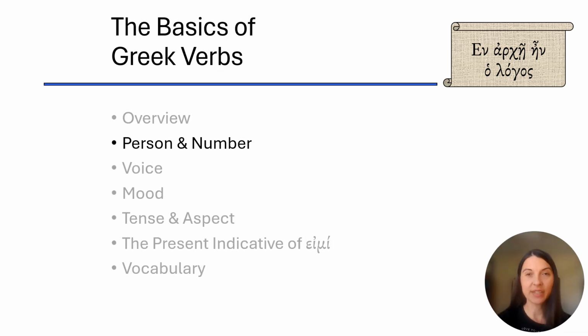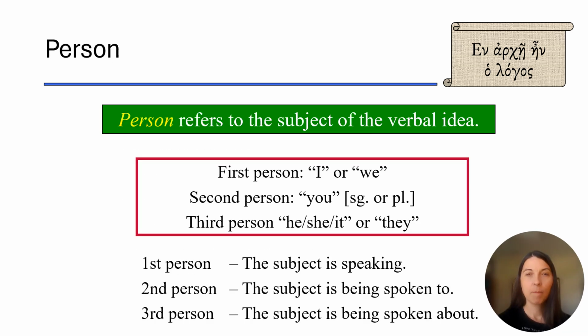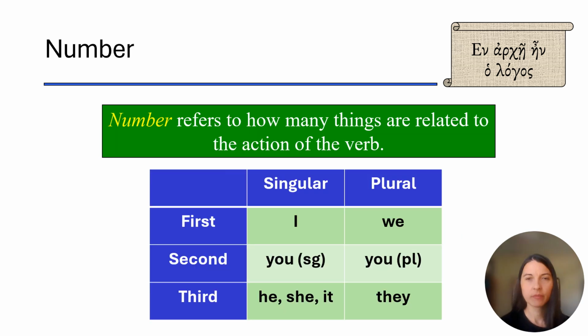So let's talk about person and number. Person refers to the subject of a verbal idea. So the first person would be I or we in English. Second person would be the word you, and that would be for singular or plural. Third person would be he, she, it, or they for plural. So in first person, the subject is speaking. In second person, the subject is being spoken to. And in the third person, the subject is being spoken about.